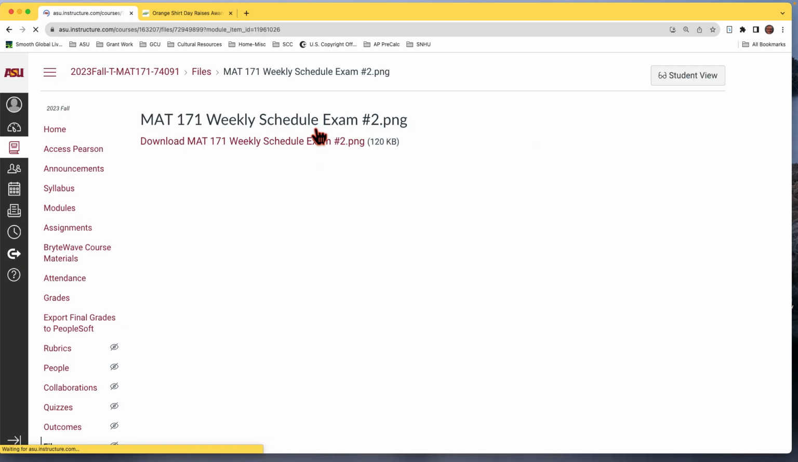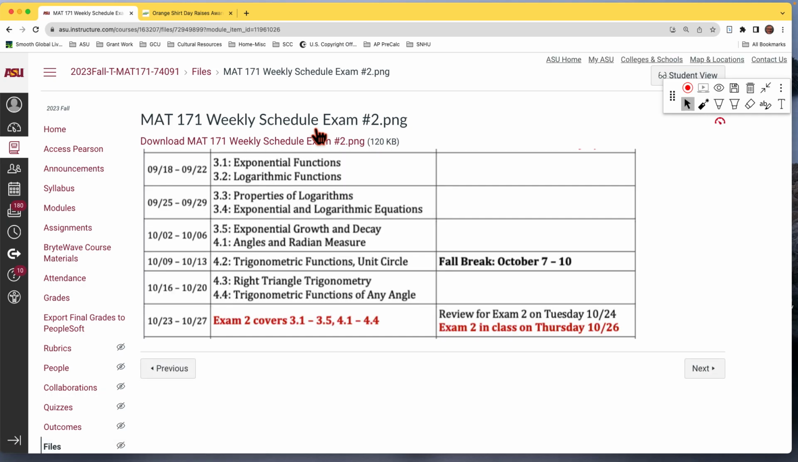Let's get an overview of where we've been and where we're going. So today is the 29th. Is that right? Oh, it's the 28th. 29th would be Friday.